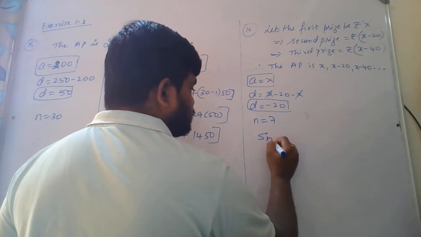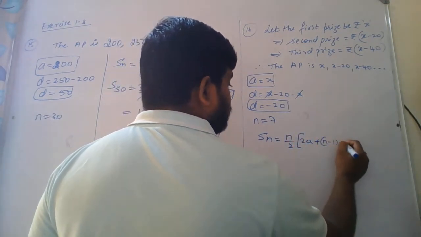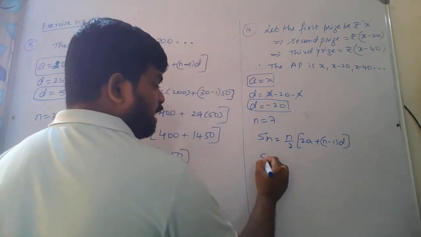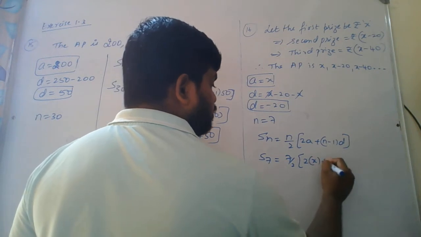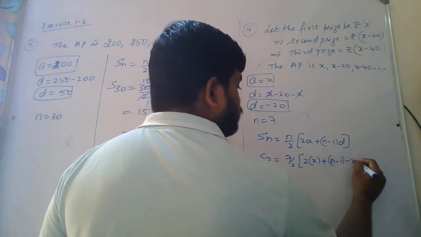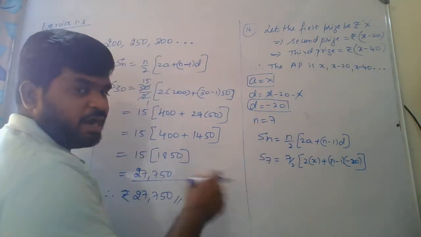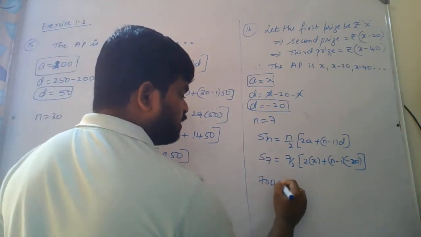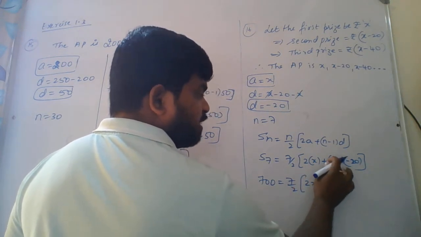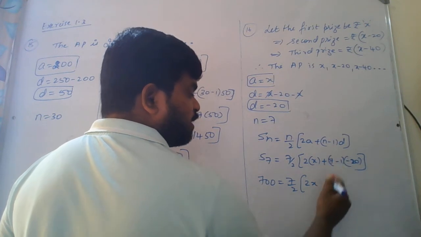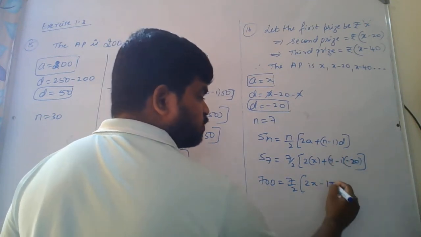So the SN formula is N by 2 into 2A plus N minus 1 into D. This is the formula. So SN, N value is 7. So S7 is equal to 7 by 2, 2 into X plus N minus 1, D value is minus 20. Okay. So S7, if you add everything, you get how much? 700. 700 is equal to 7 by 2, 2X. This N is 7. So let me put 7 here. 7 minus 1 is 6. So plus into minus minus. 7 minus 1 is 6. 6 into 20 is 120.